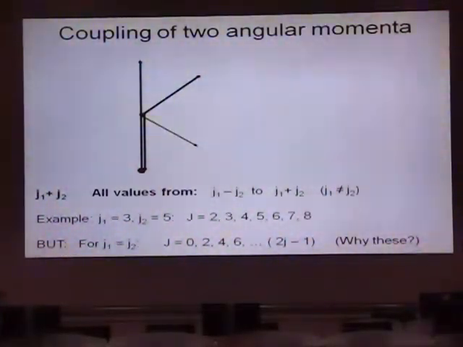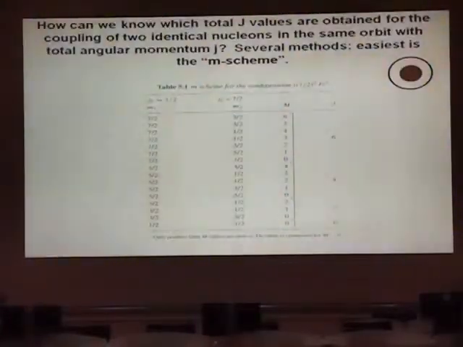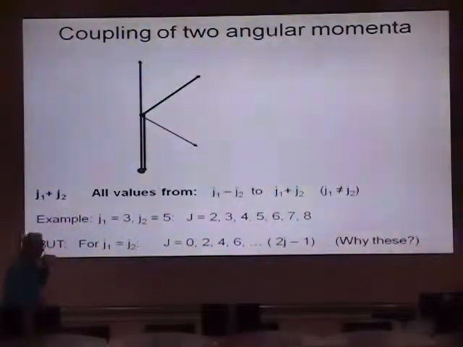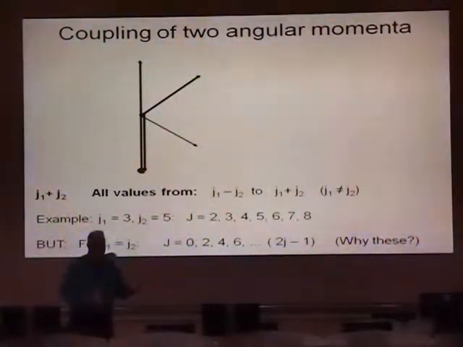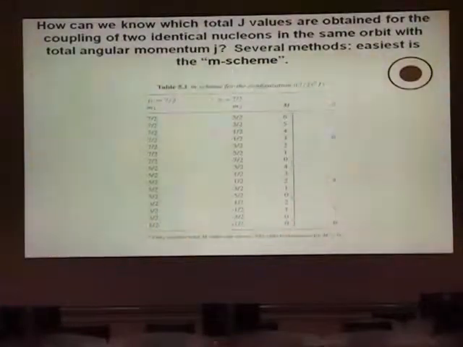If you ask, what about forming an angular momentum 2J, that would be that. But then these two particles would be in exactly the same magnetic substate, which would violate the Pauli principle. So it's obvious you can't have 2J, or 2J plus 1. What about 1, 3, and 5, and so on? Well, there are many ways of determining which J values are allowed. There are fancy ways involving group theory. There are other brute force ways. The easiest is to use something called the M scheme.